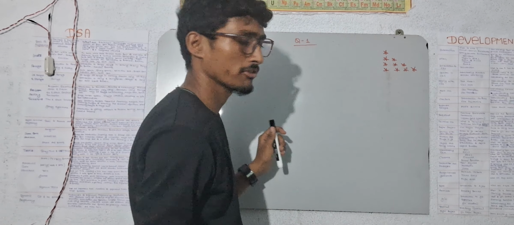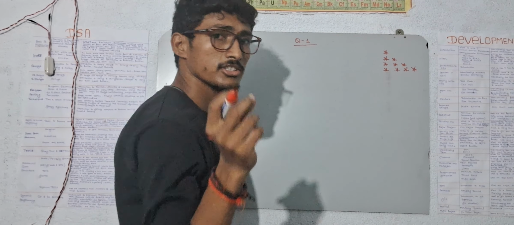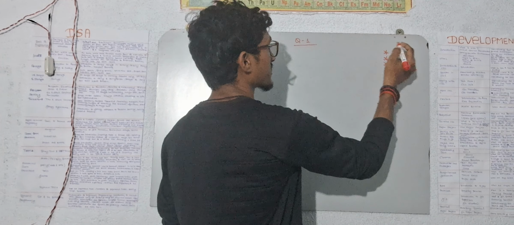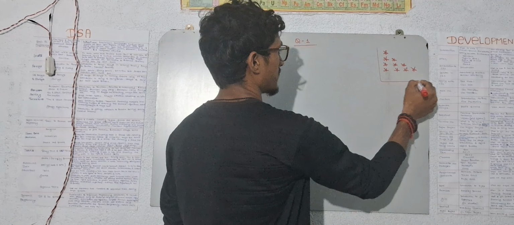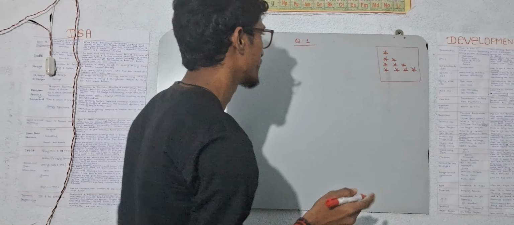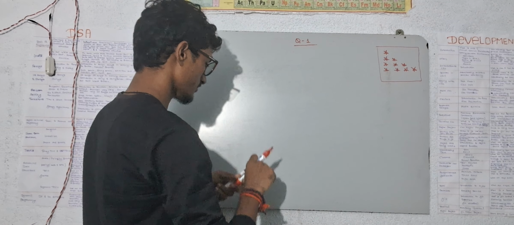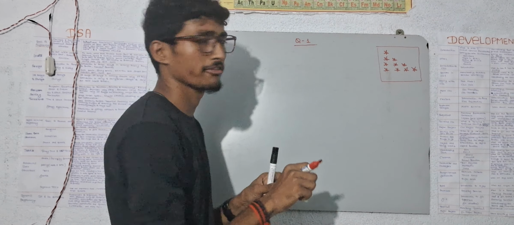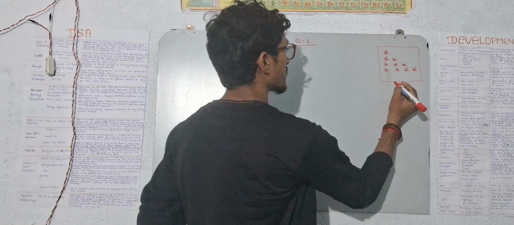This is your question number one. If I say you have to print this pattern by using an iteration statement, what's the procedure? First I will tell you how to approach this type of question.